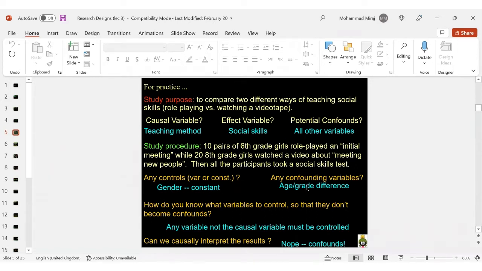And then you want to see whether there are any confounding variables over here. For example, the age, or the grade difference. Maybe one girl is 13 years, the other one maybe different, but they are all 8th class girls, so most likely they will be of the same age. So how do you know what variable to control so that they don't become confounding? We really need to find what the confounders are. Confounding factors are those other factors which can influence your results.